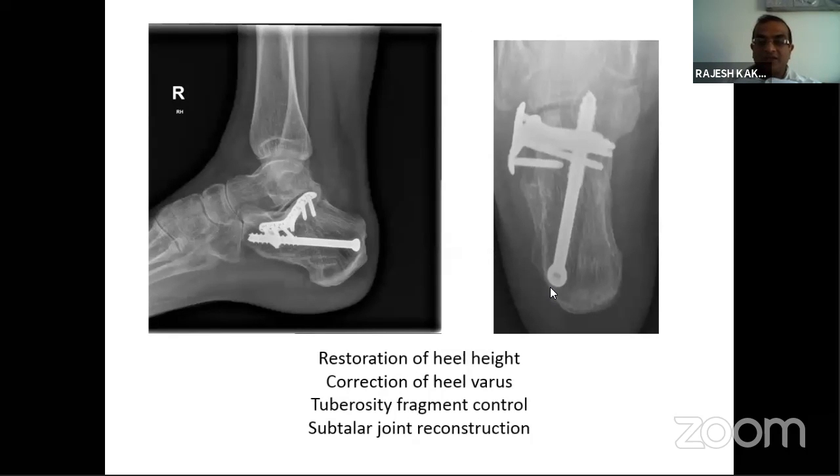The essence is to restore the calcaneal height, correct the heel varus, get control of the tuberosity fragment, and reconstruct the subtalar joint. You then have to bolt these three fragments together, i.e. the sustentaculum tali, the posterior facet, and the posterior process of the calcaneum, with some form of internal fixation device, whether it's screws or plates, doesn't matter.